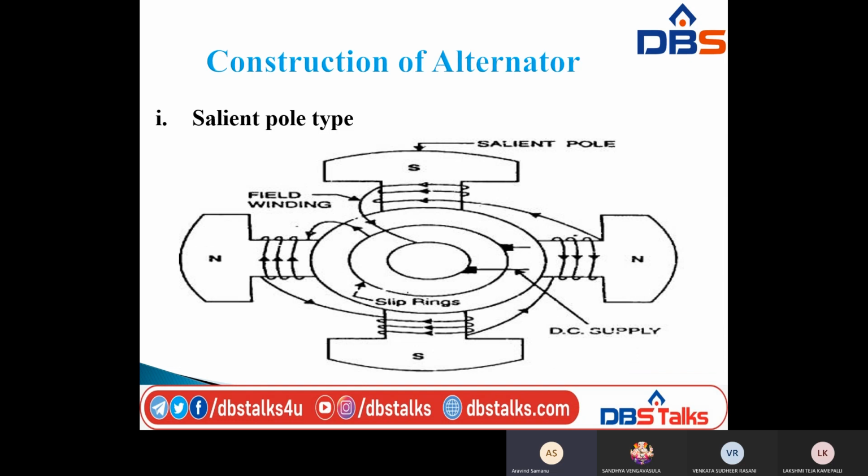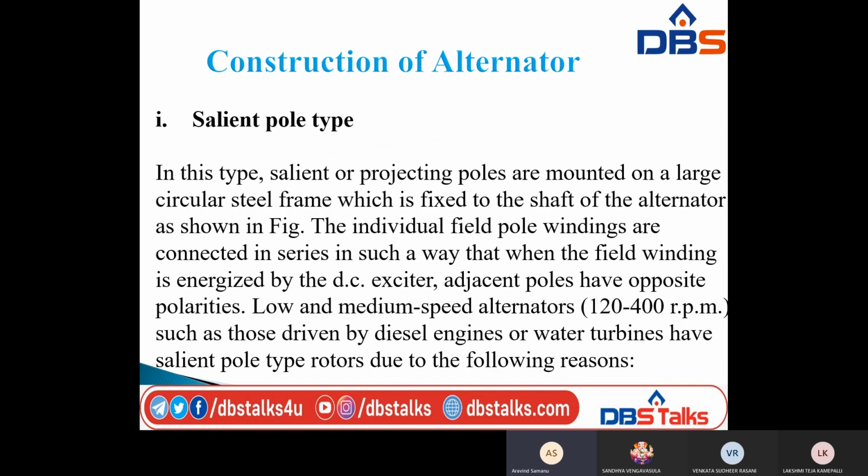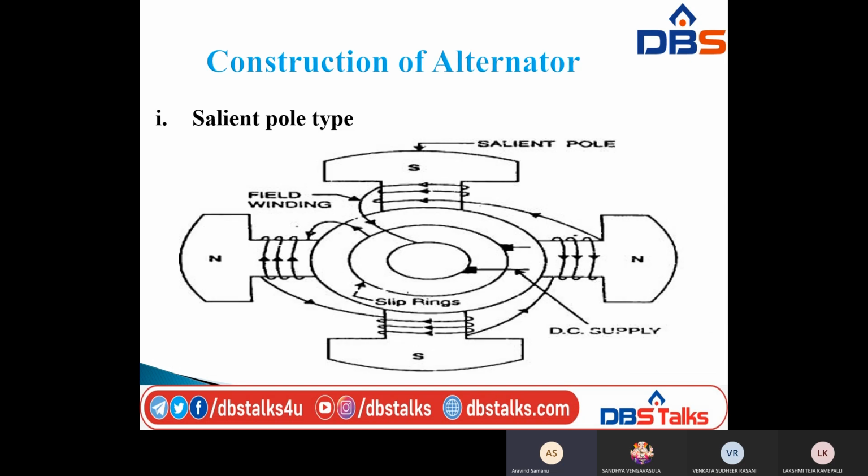Here I am using 4 poles: 2 south poles and 2 north poles. These two are adjacent to each other. These two are south poles and these two are north poles. Here I am telling that these projecting poles are mounted on a large circular steel frame, which is fixed to the shaft of the alternator. This one is the shaft.